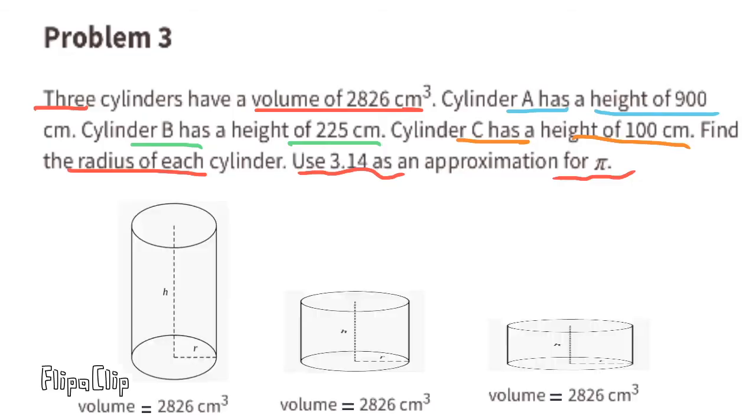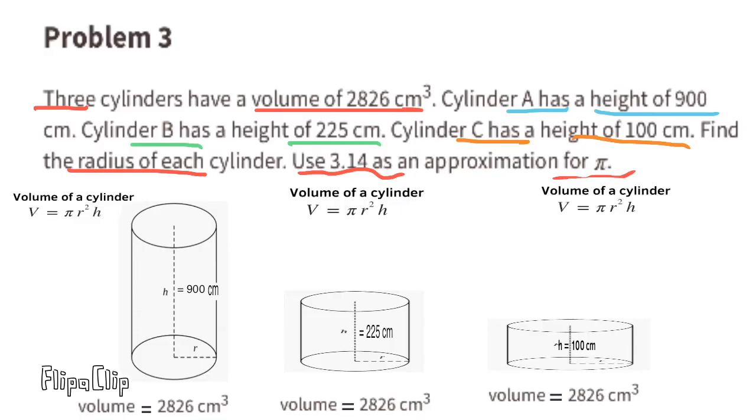Each of these 3 cylinders has the same volume, but the radius of their base is different and their height is different. As the height increases, the radius is going to decrease. As their height decreases, their radius is going to increase.